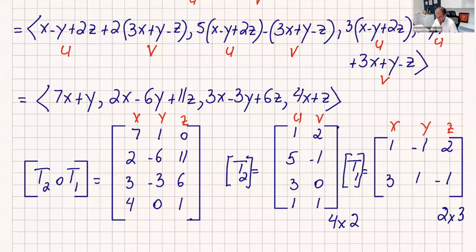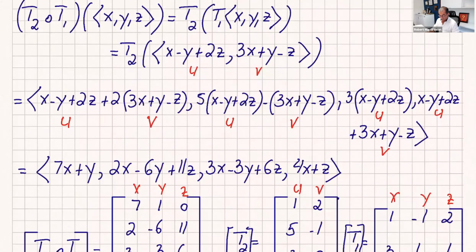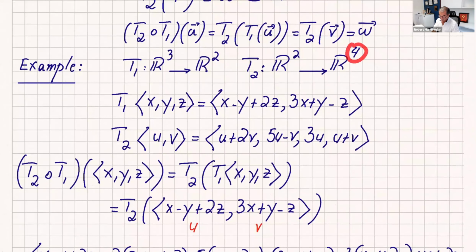Now the separate matrices. For T2, if you write u and v, you put the coefficients. For T1, it's x, y, z, and you put the coefficients. This is a 4×2 matrix, and that's a 2×3 matrix. And again, if you write it, it's 4×2 and 2×3.